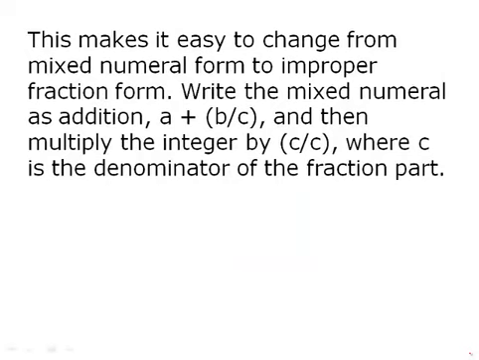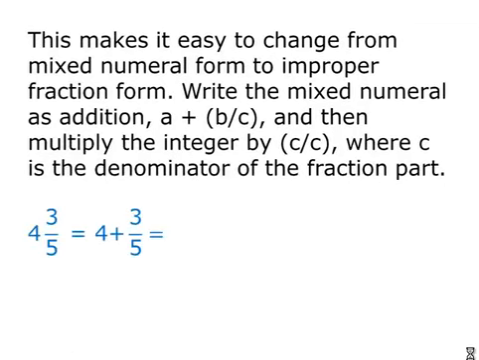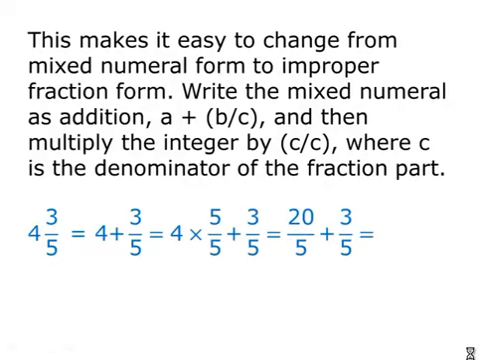Write the mixed numeral as addition, and then multiply the integer by c over c, where c is the denominator of the fraction part. So for example, we'll start with 4 3/5. We'll write that as 4 plus 3/5. Now we're going to multiply that 4 by 5 over 5. And of course we're allowed to multiply by 5 over 5 because that equals 1. That will give us 20 over 5 plus 3 over 5, and those add to 23 over 5. That is the improper fraction form that is equal to the mixed numeral 4 3/5.